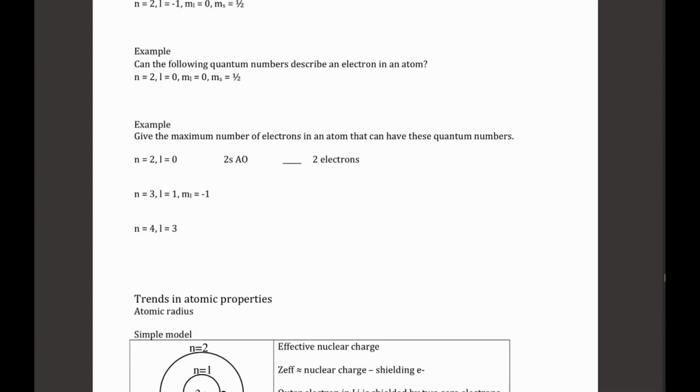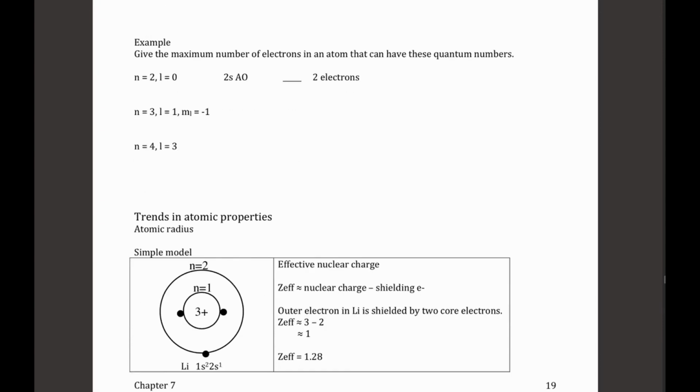Okay, our next example is give the maximum number of electrons in an atom that can have these quantum numbers. Alrighty, so when n equals 2 and l equals 0, we're talking about a 2s atomic orbital. How many electrons can it hold? 2. So that's how you do those problems. So there's 2 more there for you to look at. Now we will talk about trends in atomic properties.